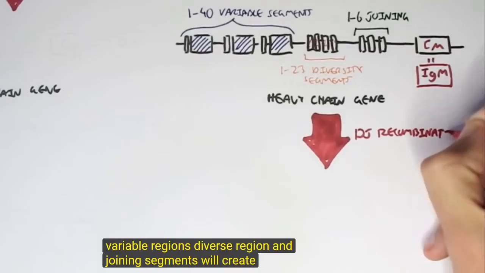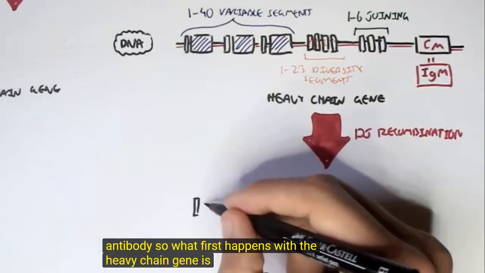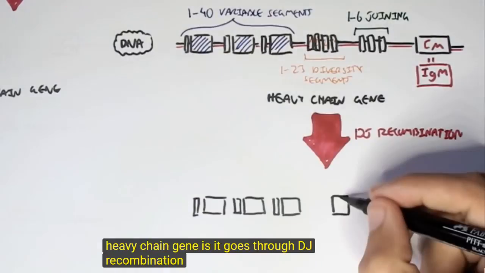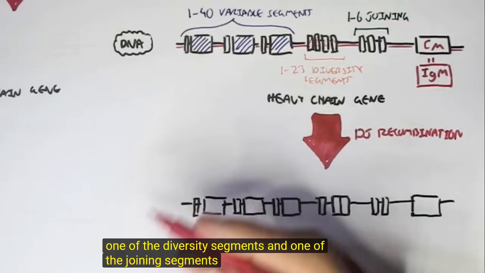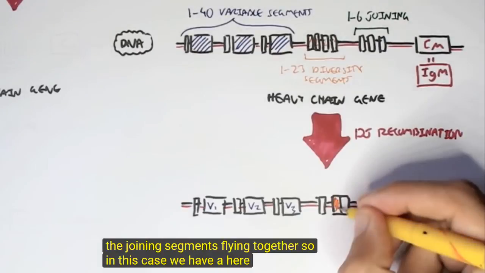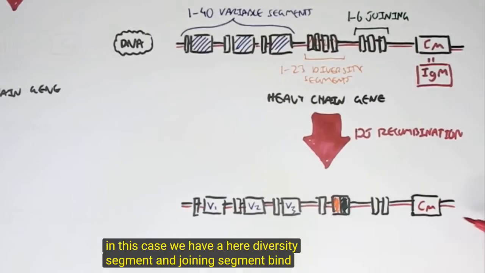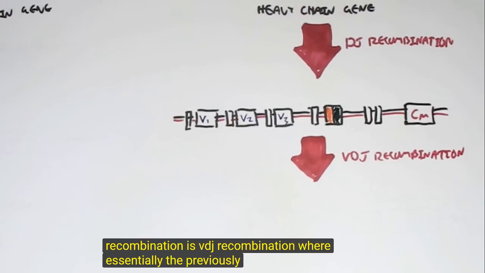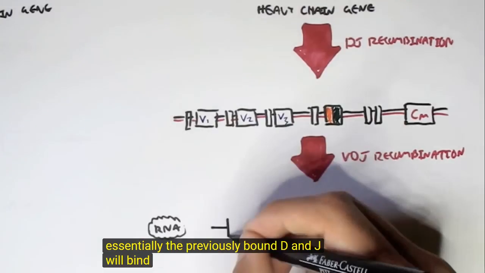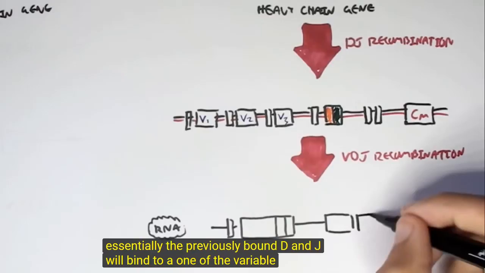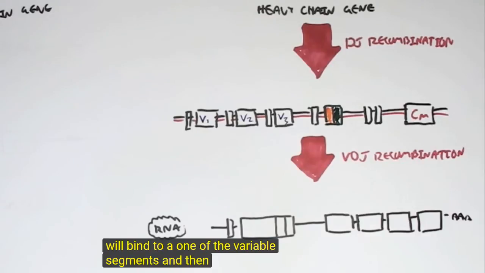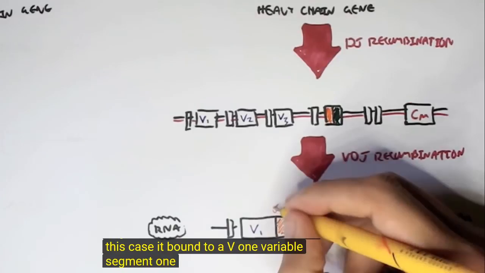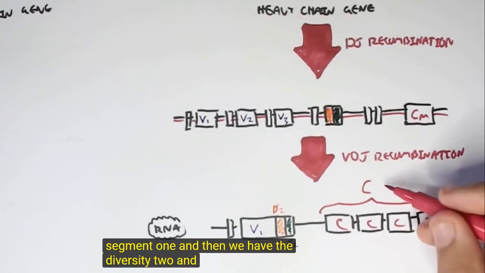So as you can see, the mixing up of these variable regions, diversity regions, and joining segments will create a unique antibody. So what first happens with the heavy chain gene is it goes through DJ recombination, which essentially is where one of the diversity segments and one of the joining segments bind together. So in this case, we have here a diversity segment and a joining segment binding together. Next, what happens after DJ recombination is VDJ recombination, where essentially the previously bound D and J will bind to one of the variable segments and then be transcribed. So in this case, we have variable segment 1, and then we have diversity 2 and joining 2, and the constant mu actually consists of 4 constant regions.